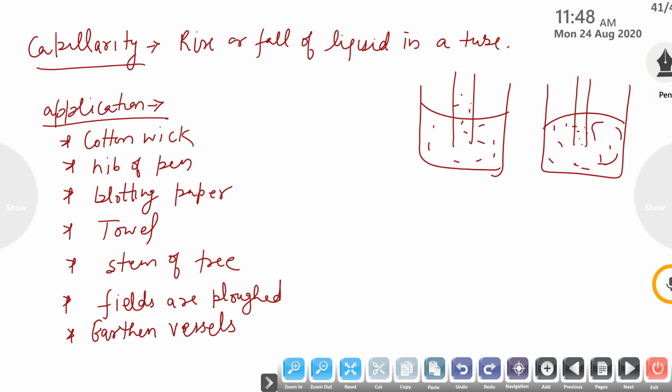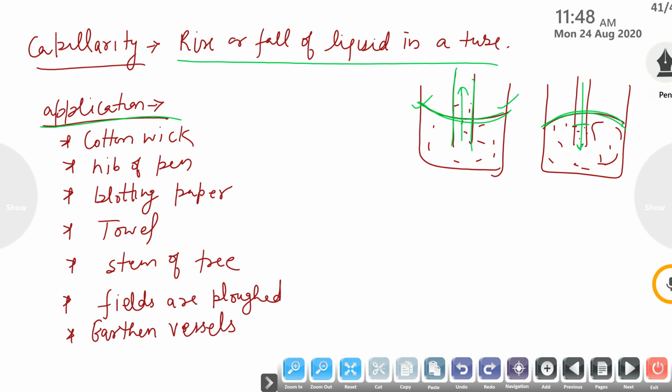Next is capillarity. It is a process or phenomenon due to which a liquid rises in a thin tube, or it may also fall in a thin tube. So the rise or fall of a liquid inside a tube is known as capillarity. As we know, we have two types of liquid, one with a concave surface, the other with a convex surface. The liquid which wets the container or wets the surface will go up in height, and the liquid which does not wet the surface will go down from the original surface height.